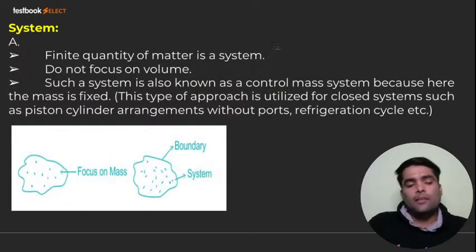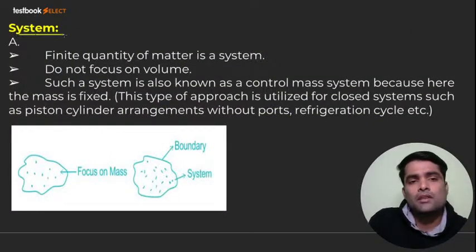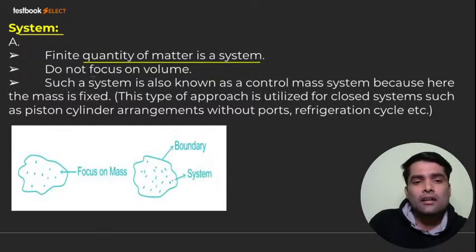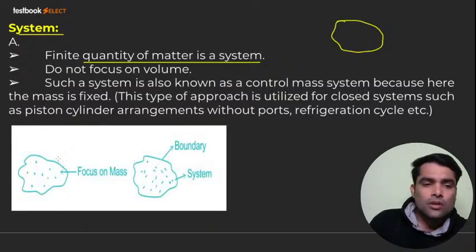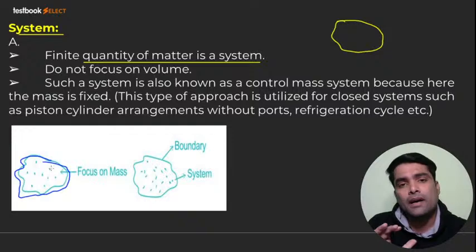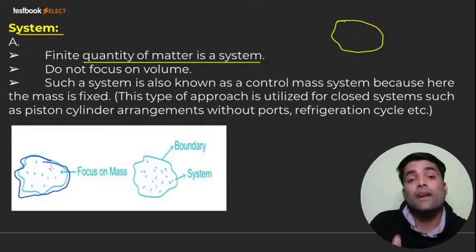Now, system की बात कर लेते हैं. Sometimes people told me that a finite quantity of matter is a system. When there's a finite quantity of matter, I have given the diagram as well. जब मैं इस सिस्टम की बात कर रहा हूँगा, it has a boundary, and इसके अंदर कोई भी एक finite quantity of mass आएगा, that is nothing but a system, right?